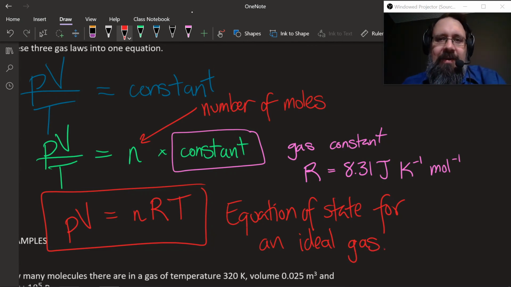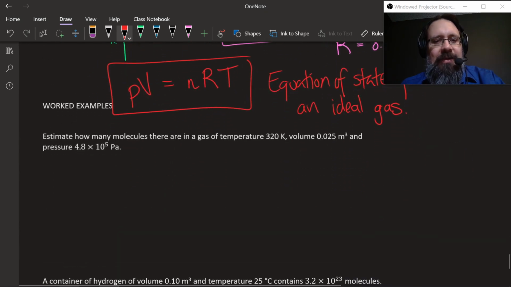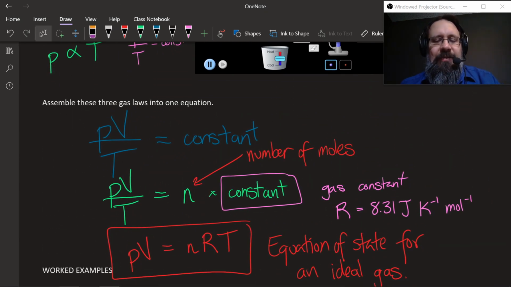So I'm going to leave the lesson here. I'll ask you a couple of questions about this. I'm not going to do these worked examples. I don't have time, so we'll have to do those in a future lesson.